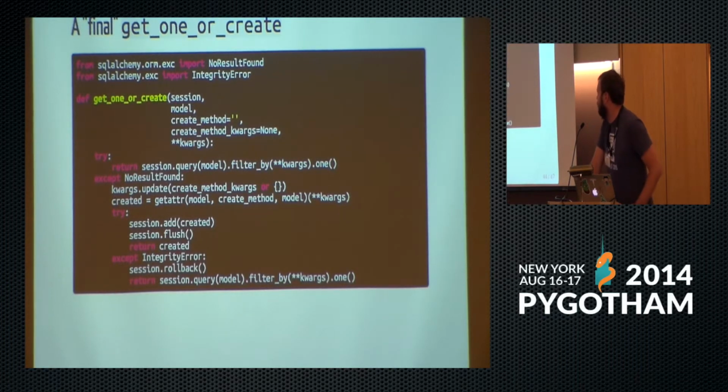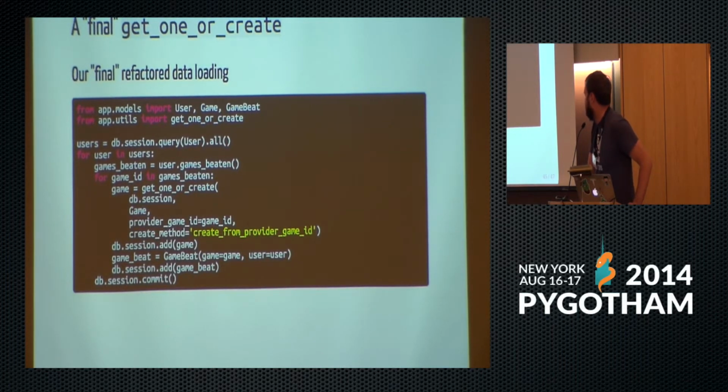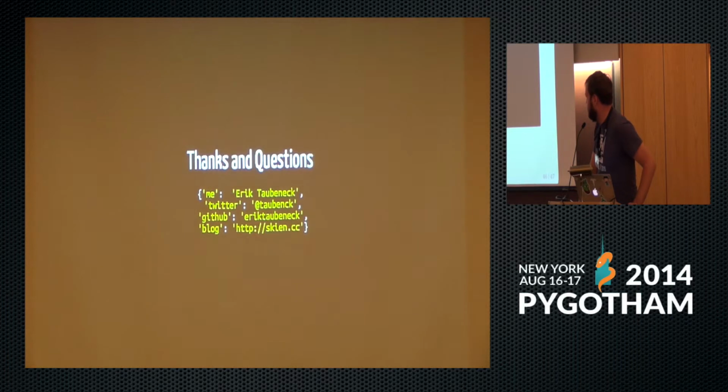We're almost done. This is our final version of the function, and all that's changed here is that the line that was a commit has changed to a flush. If we take a look at the way we were loading in our data, that ugly big script that we had is now pretty clean, pretty easy to read as far as I'm concerned, and looks pretty nice.